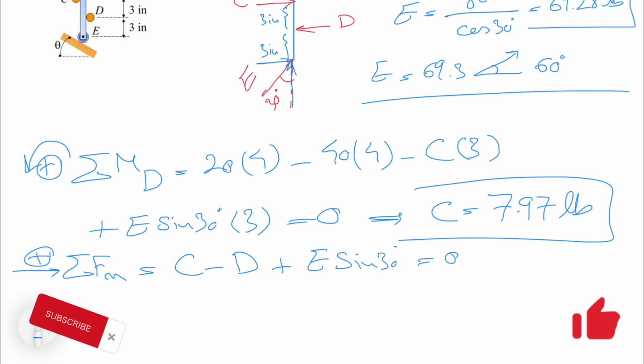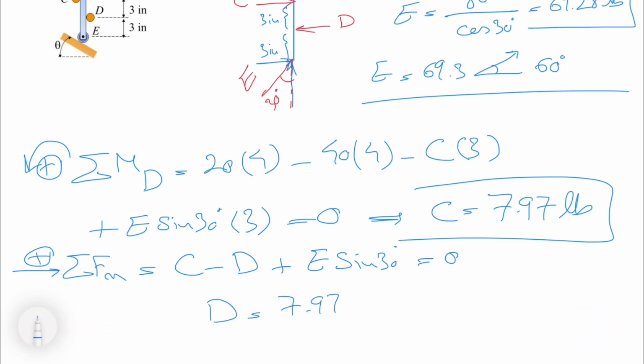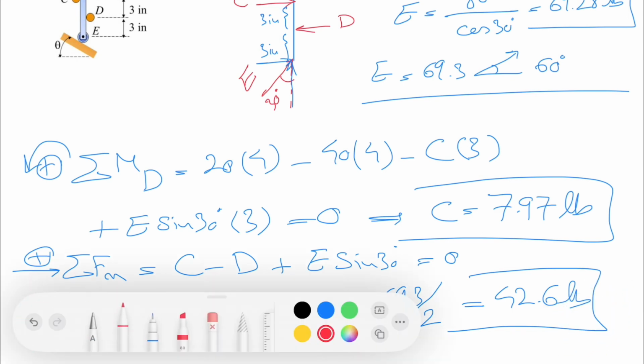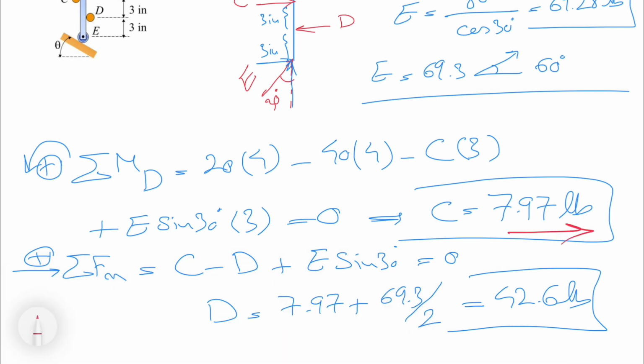There's only one equation left and one unknown left to find too, and that would be our Fx. So if we find our Fx, we'll have C minus D plus E sine of 30 degrees equals 0. Since we already know C is 7.97, our D will be 7.97 plus E, which was 69.3, sine of 30. And if we calculate this, we'll get 42.6 pounds. Since we didn't get any negative sign, that shows that the correct direction for C would be the one we assumed at the beginning, which was this direction, and same for D.